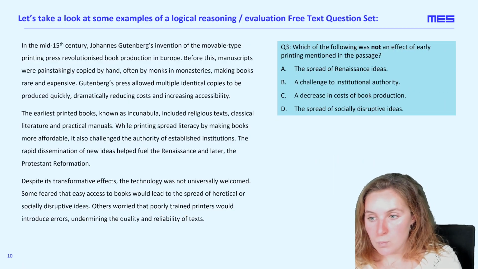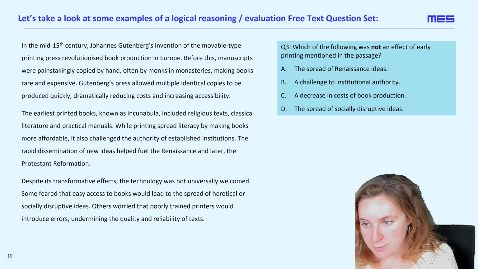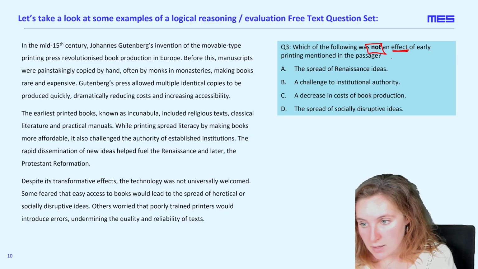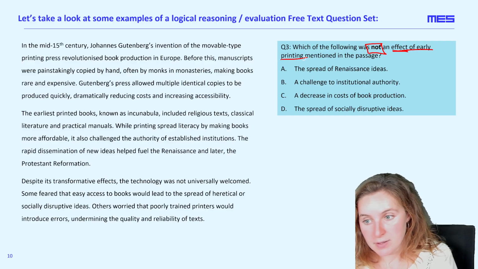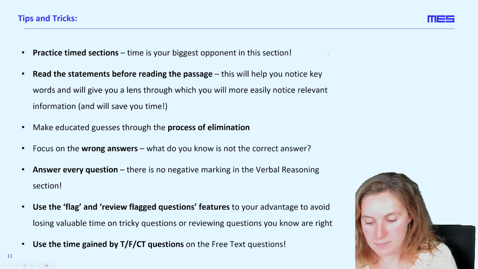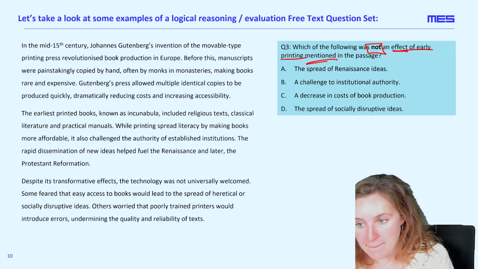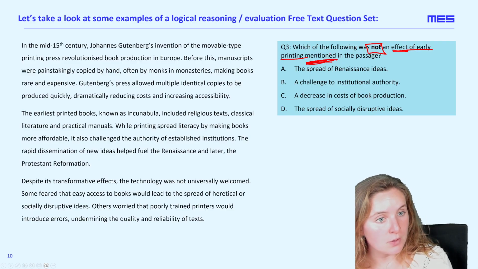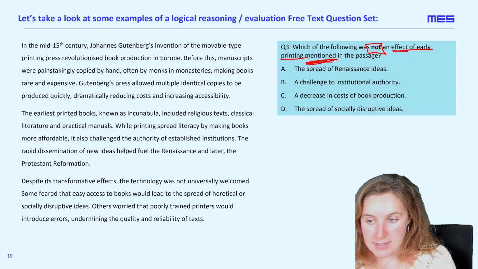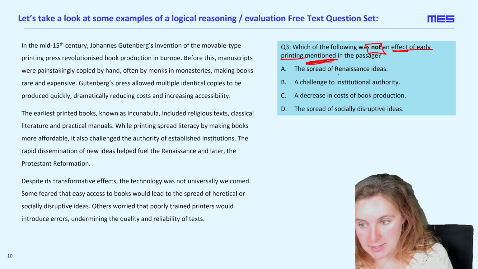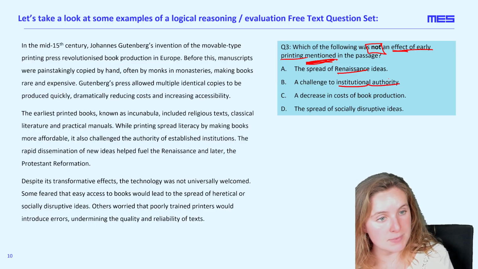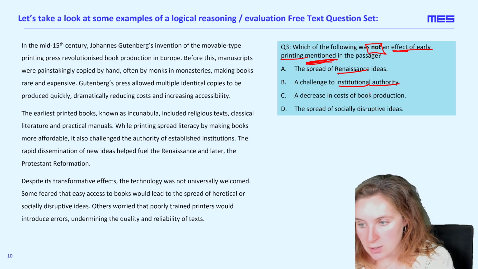Question 3, which of the following was not, again, so we're looking for some type of way of negating, not an effect of early printing. So we're looking for cause and relationship ideas here, and ones that were mentioned in the passage. So we're looking for places where these ideas are mentioned. So a spread of Renaissance ideas, that seems like a good keyword that we'll find easily in the passage. A challenge to institutional authority, that again seems like it'll be easy to find. A decrease in costs of book productions.